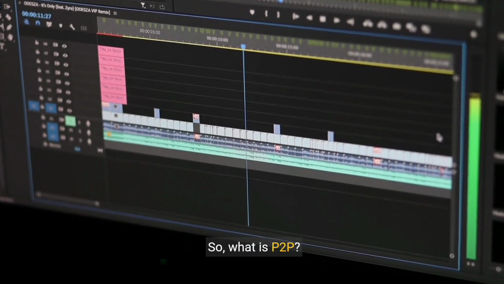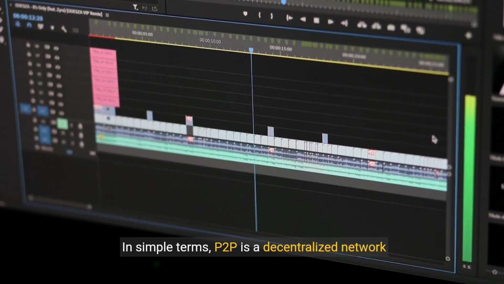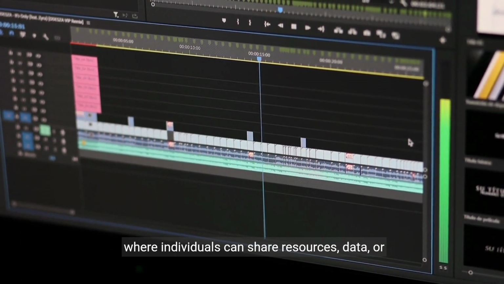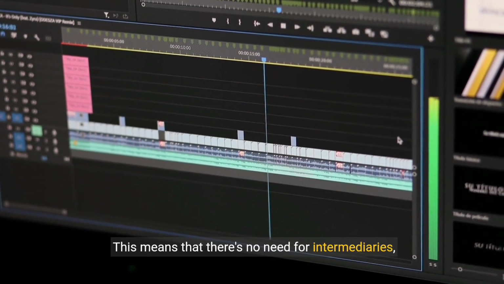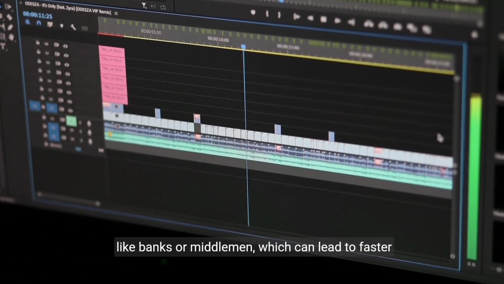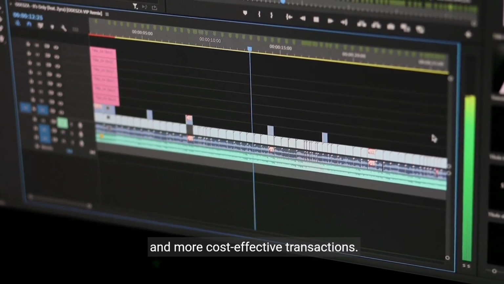So, what is P2P? In simple terms, P2P is a decentralized network where individuals can share resources, data, or services with each other directly. This means that there's no need for intermediaries like banks or middlemen, which can lead to faster and more cost-effective transactions.